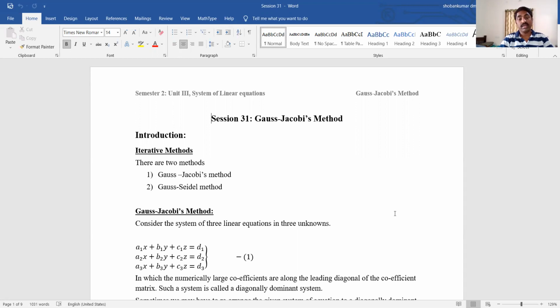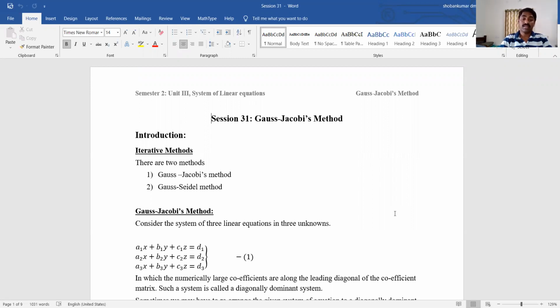What do you mean by diagonally dominant? For example, given three equations in three unknowns. In the first equation, the coefficient of x is numerically larger than other coefficients, like the coefficient of y and coefficient of z. In the second equation, the coefficient of y is numerically larger than other coefficients. Like this, in the last equation, the coefficient of z is numerically larger than other coefficients. Then only we say that the system is diagonally dominant.